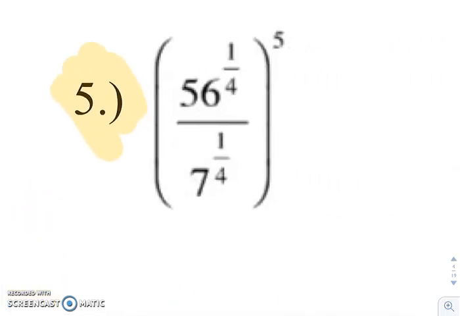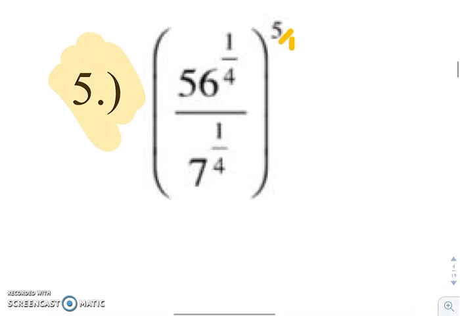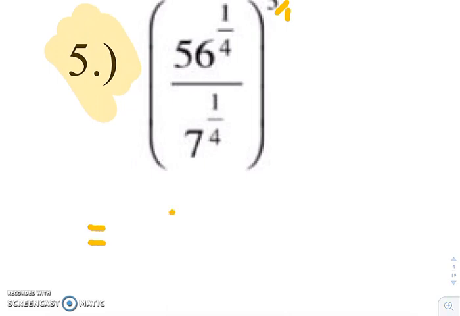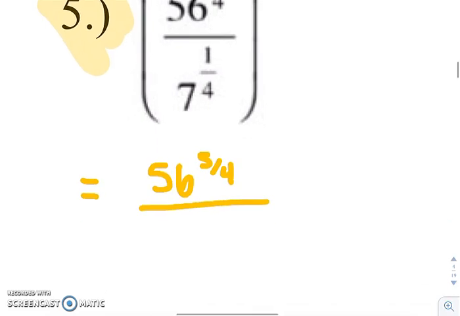So if we look at number 5, 56 to the 1/4 over 7 to the 1/4, they are not the same base, but we can distribute the power inside there if we want to. So again, if you want to put it over 1, this is going to become 56 to the 5/4 over 7 to the 5/4.